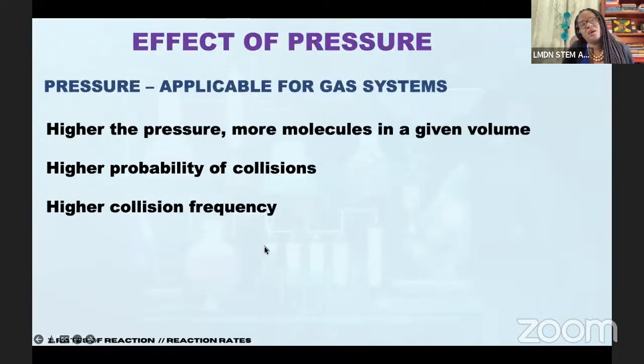And then we have pressure. Pressure is applicable for gas systems. You can't really speak about pressure when we're talking about solids or even liquids; we mostly speak about pressure when we're speaking about gas systems. If you have a high pressure, you have more molecules in that given volume. So again, high pressure, high probability of them colliding, because a lot of gas molecules are there. There are a lot of opportunities for them to collide with each other, and to collide in the correct orientation. As a result, you have a high rate of reaction. So that's how pressure comes into play here.